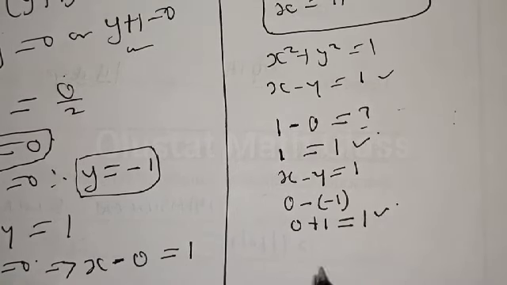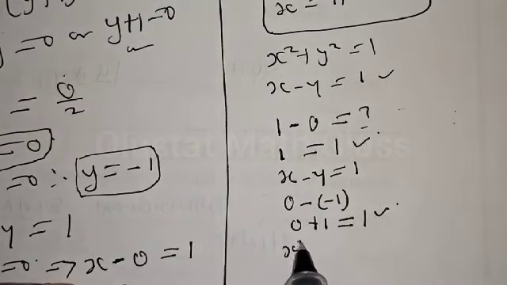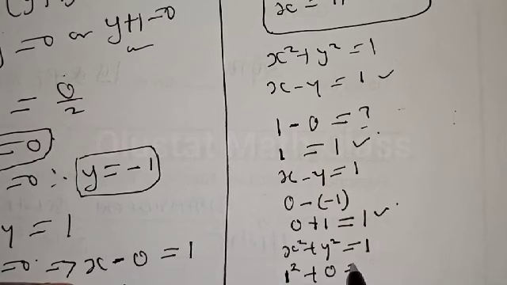So if you want to use the first one, x squared, let's see. We have x squared plus y squared must be equal to 1. Now, when y is equal to 0 and x is equal to 1, we have 1 squared plus 0 is equal to what? 1 squared is 1 plus 0 is equal to 1. It satisfies the given equation.